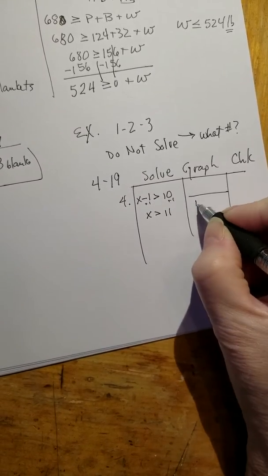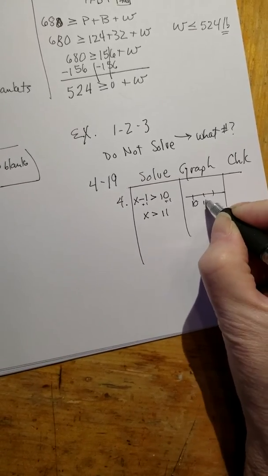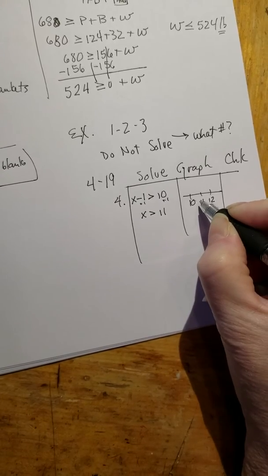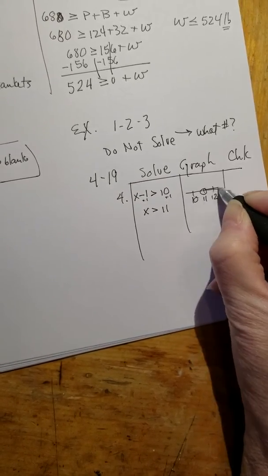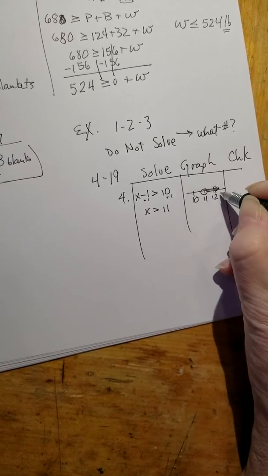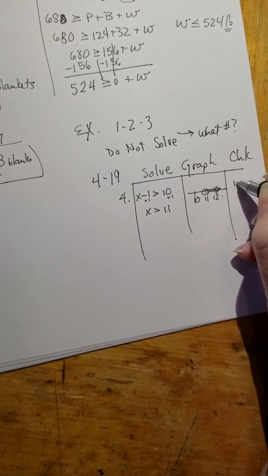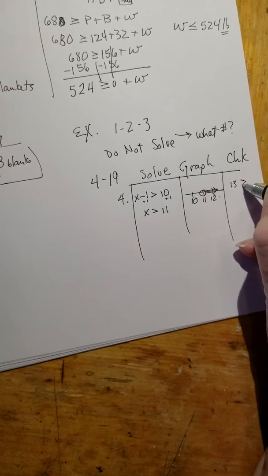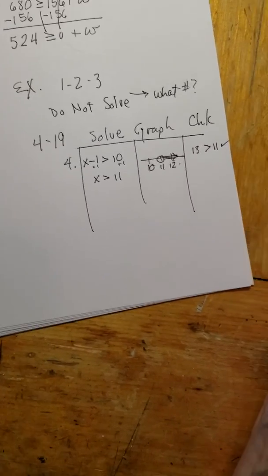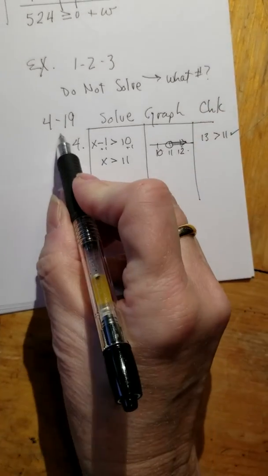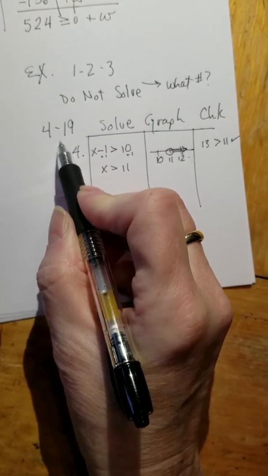I'm going to graph it. 10, 11, 12. It's greater, so it's an open circle. It goes this way. I check. Let's pick a number way out here. 13 is greater than 11. Yes, it is. So that's what you can do all the way, numbers 4 through 19.